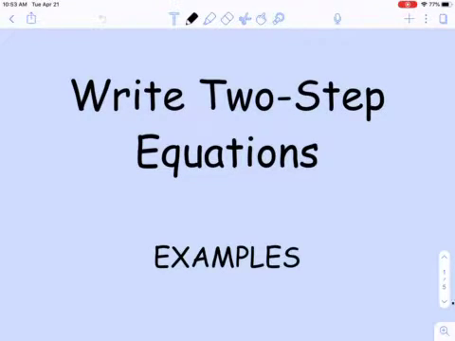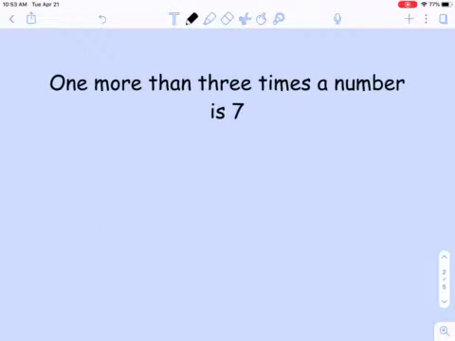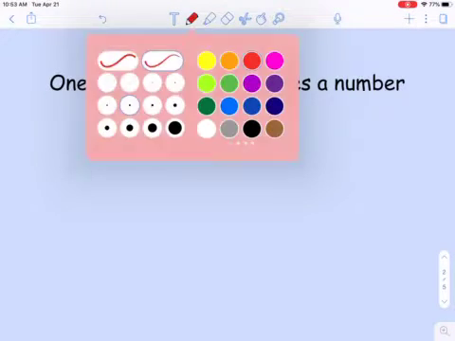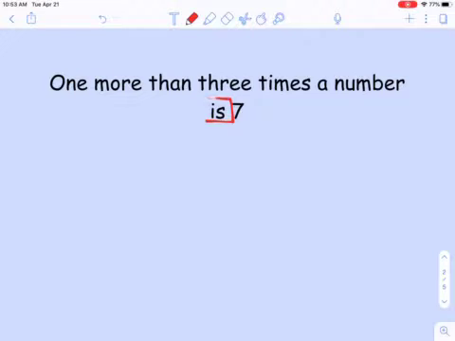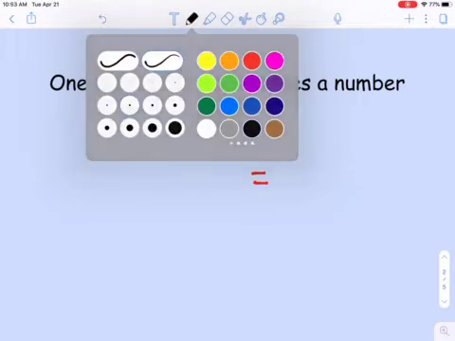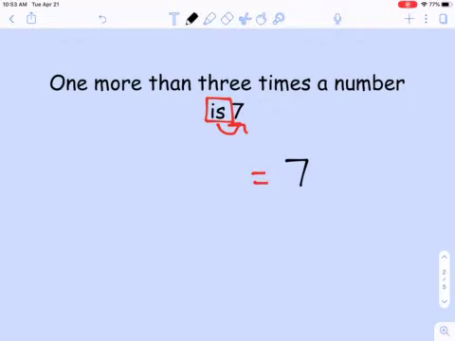So let's take a look at our first example, and our first example is: one more than three times a number is seven. How I like to start with these always, and how I encourage this when I'm doing live in-person learning with somebody, is first of all, that is going to be our equal sign. All right, and it says it is 7, so equals 7. So we got that kind of out of the way. So now let's look at the rest of it.